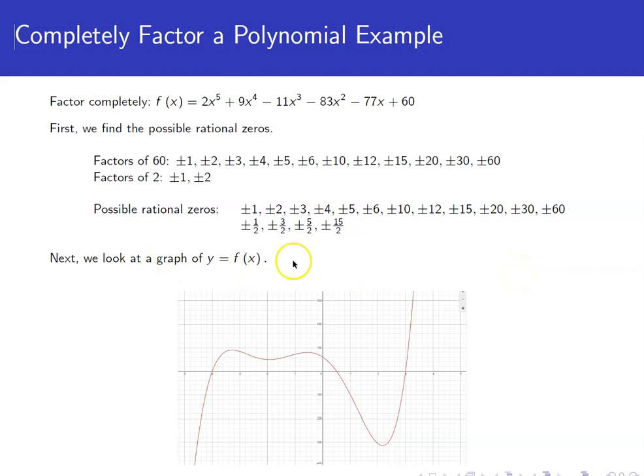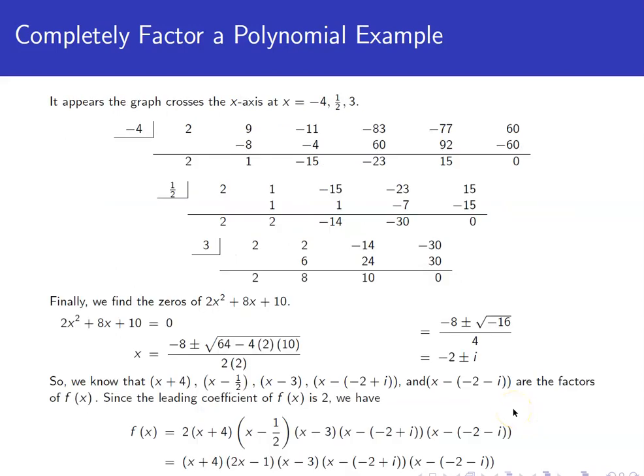All right, so let's look at a graph. Here's a graph of f of x, and we're going to figure out which of these might help us. Now, it's a little hard to see on this particular graph, but these units along the x-axis are by ones. So it looks like it crosses the x-axis at -4, maybe here at 1/2, and here at 3. So we'll try those first.